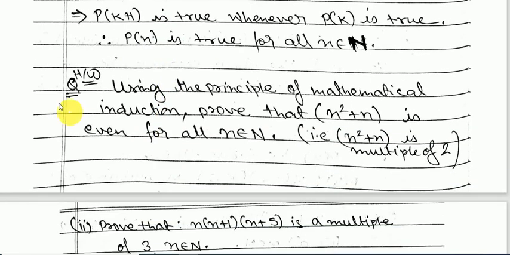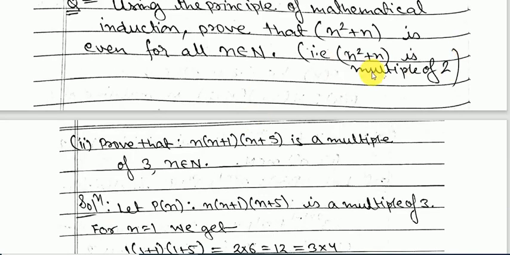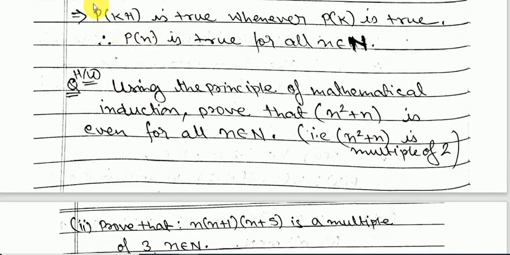Now next, I have left as homework for you: using the principle of mathematical induction, prove that n square plus n is even for all n belonging to natural numbers. So you have to do this by yourself, the same way as the previous question.